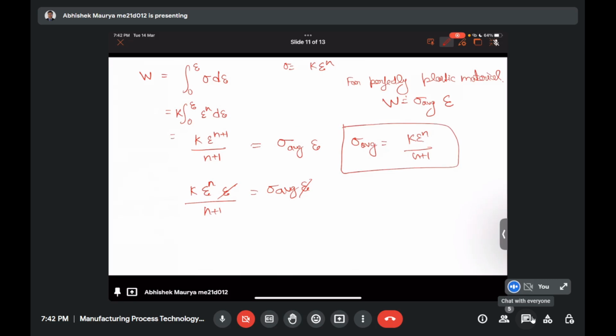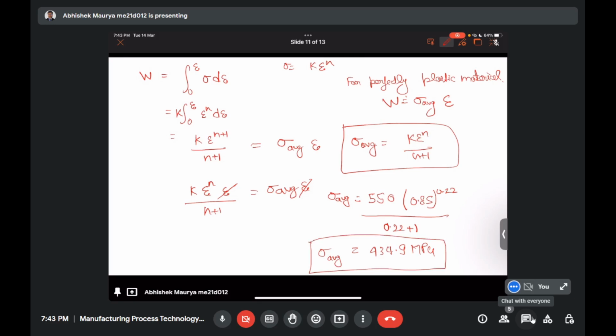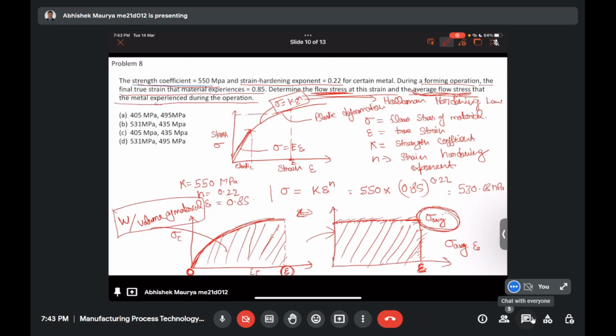Now we need to substitute the values which we already have: k is 550, strain epsilon is 0.85, and n is 0.22, divided by n plus 1, that is 0.22 plus 1. If we calculate it, we will get 434.9 MPa. So the sigma average value is approximately 435 megapascals, and the flow stress value which we got earlier is near about 531 megapascals. So the correct answer for this problem is B.